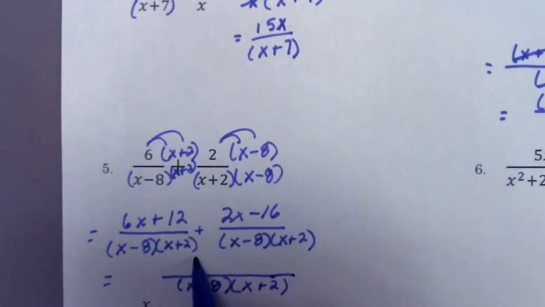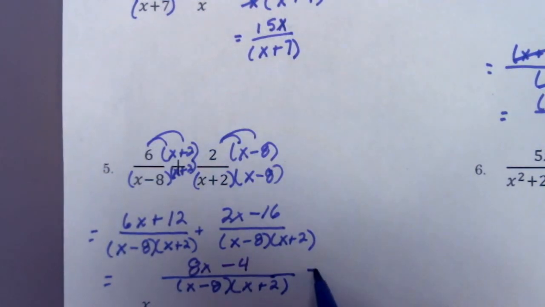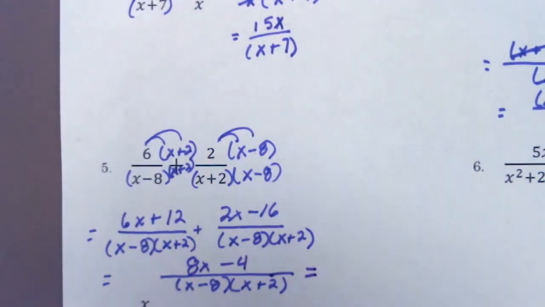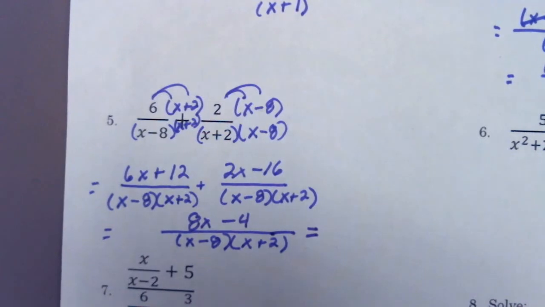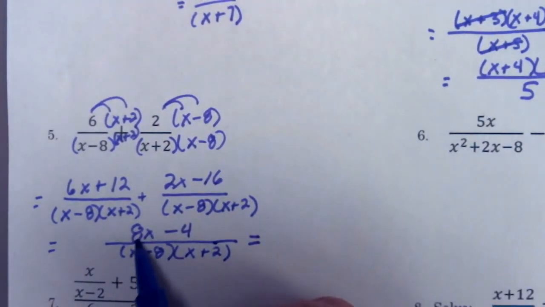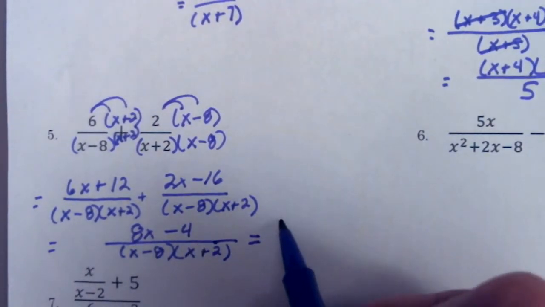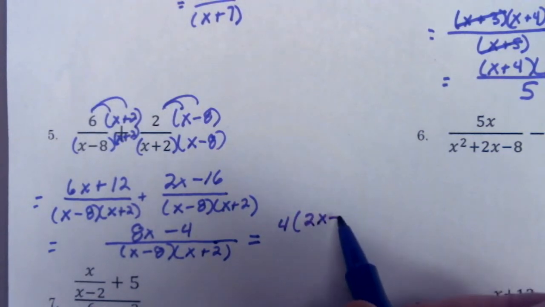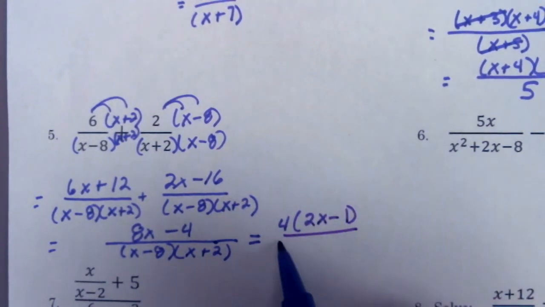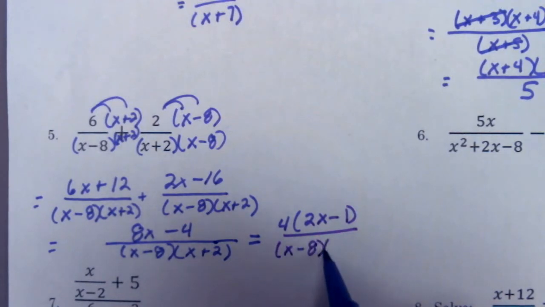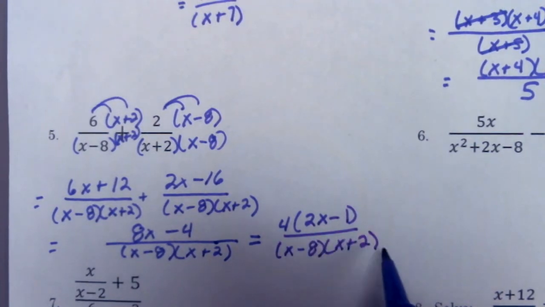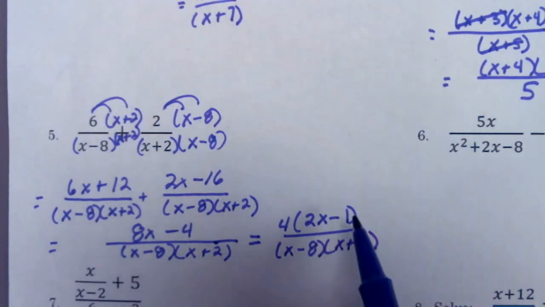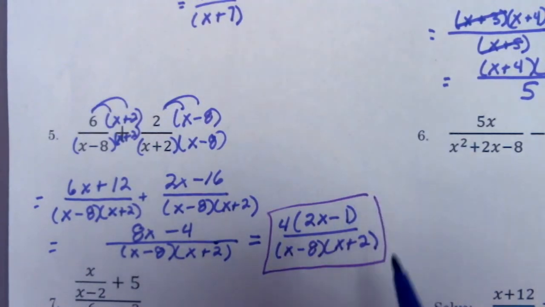6x plus 2x is 8x. 12 plus negative 16 is negative 4. All right, we always like to factor everything just in case something will cancel. So I'm going to go ahead and factor 8x minus 4. I can factor 4 out of each of those. And I'll have 4 times 2x minus 1. And then the denominator, x minus 8 times x plus 2. Well, nothing's going to cancel, so this is our final answer for number 5.